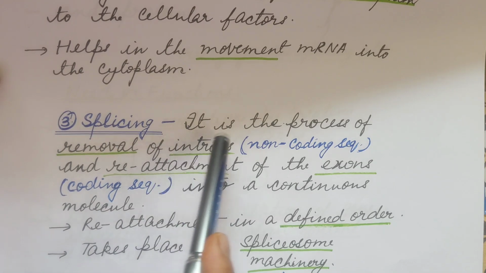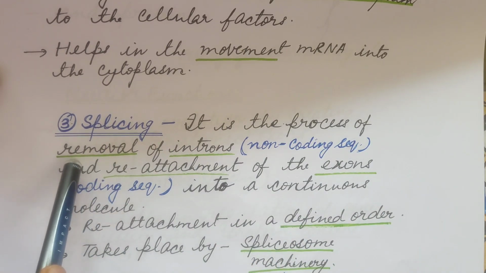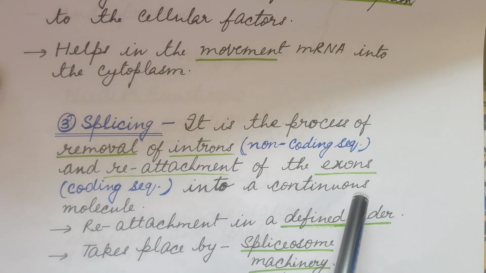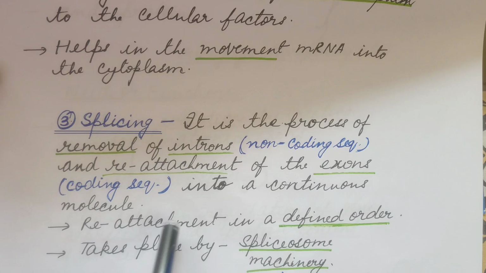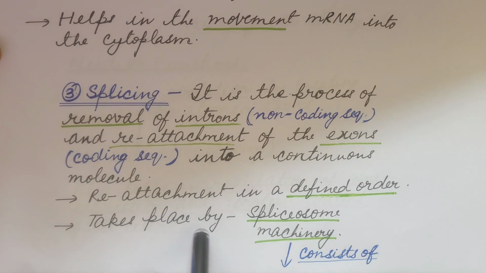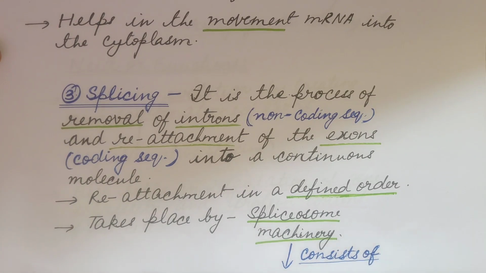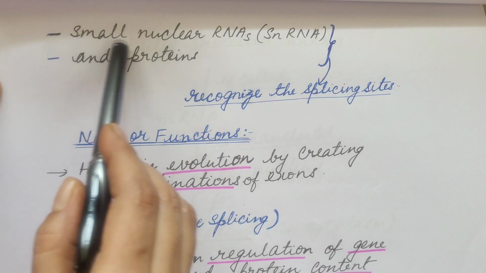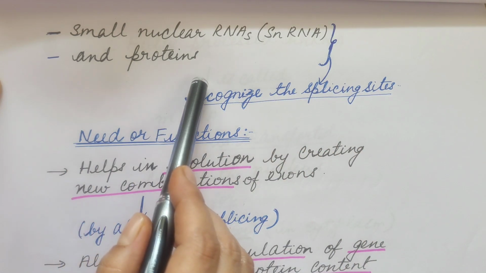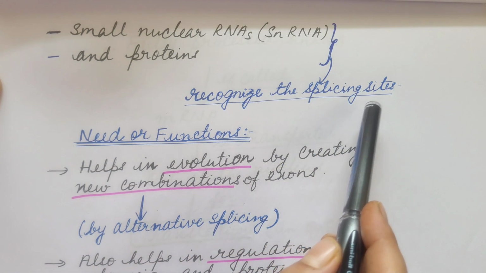Third is splicing. It is the process of removal of introns, which are non-coding sequences, and reattachment of the exons, which are coding sequences, into a continuous molecule. Reattachment occurs in a defined order. Splicing takes place by the spliceosome machinery, and this spliceosome consists of small nuclear RNAs, snRNA, and proteins. The spliceosome machinery recognizes the splicing sites.